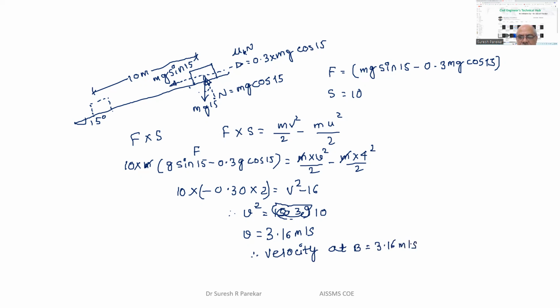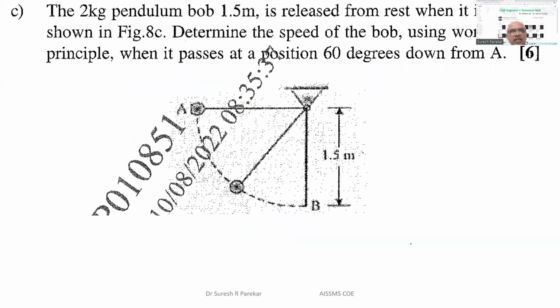And then we will take one problem, that is a 2 kg pendulum, 1.5 meter, released from rest when it is at A. So we have initial velocity 0. Using the work energy principle, when it passes 60 degrees, meaning we have this as 60 degrees, we have F into S equal to mv square by 2 minus mu square by 2.